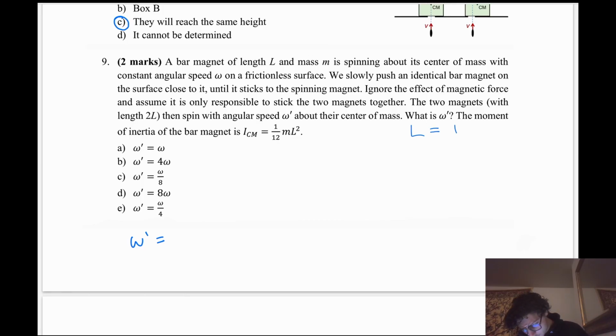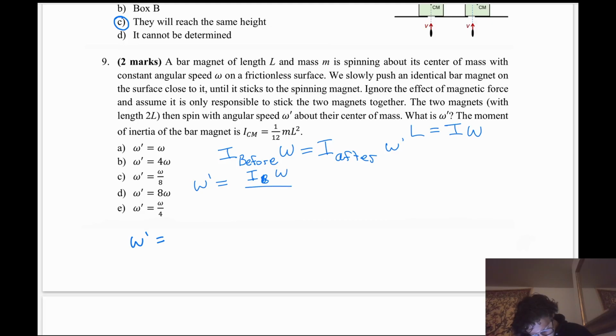So peep this. Angular momentum is equal to I omega. Angular momentum before is equal to angular momentum after. Angular momentum is conserved. So the only thing that can change is I before times omega is equal to I after times omega prime. So we can solve for omega prime. It's equal to I before omega over I after. Okay. Oh man, I feel good about this. Let's go, guys. I'm actually cooking.